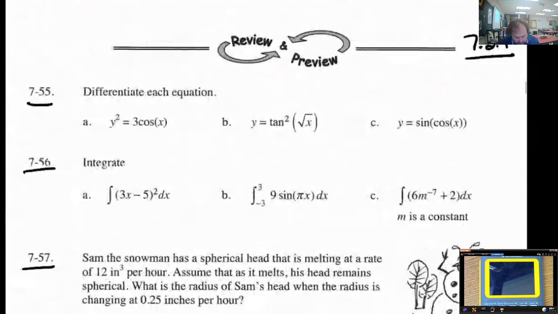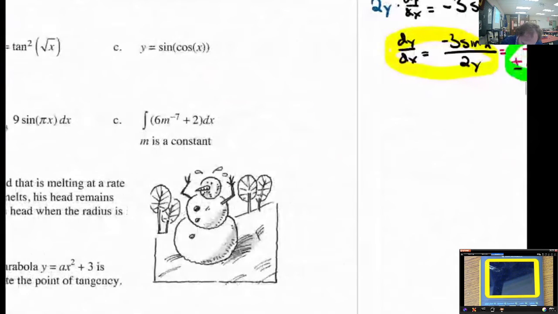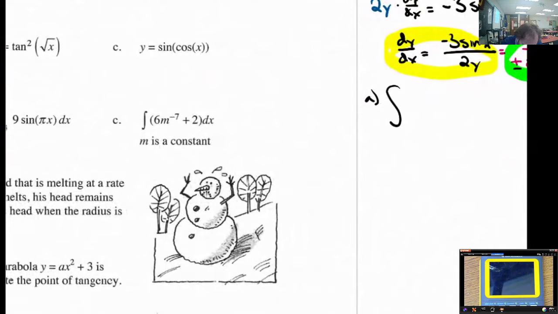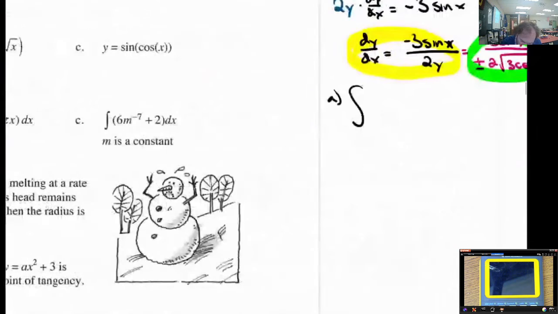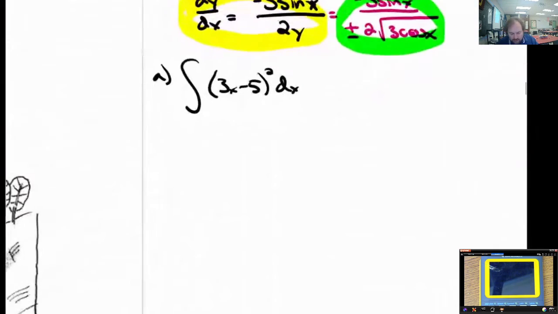Next, we got a bunch of integrals to think about too. So let's deal with those. I'm gonna write them just like before. I'm gonna rewrite them down over here. The first one is the integral of (3x minus 5) squared dx. Again, we're thinking about chain rule today.